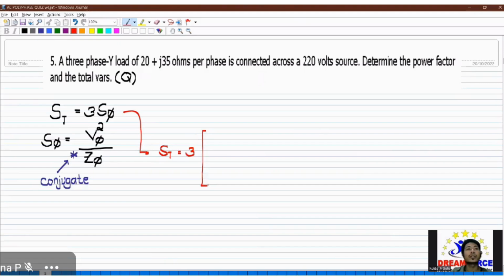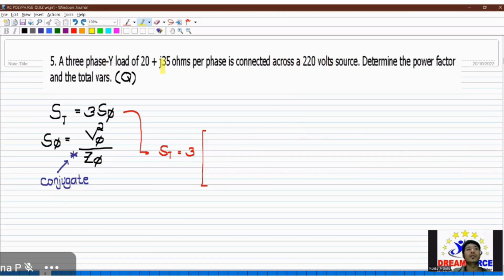V per phase. So take note, engineers, with the connection. We have your Y. Therefore, yung ating voltage, di ba default natin sa polyphase, pag wala pong binanggit kung ano pong type yon, kung per phase or line to line, i-assume mo na line to line.